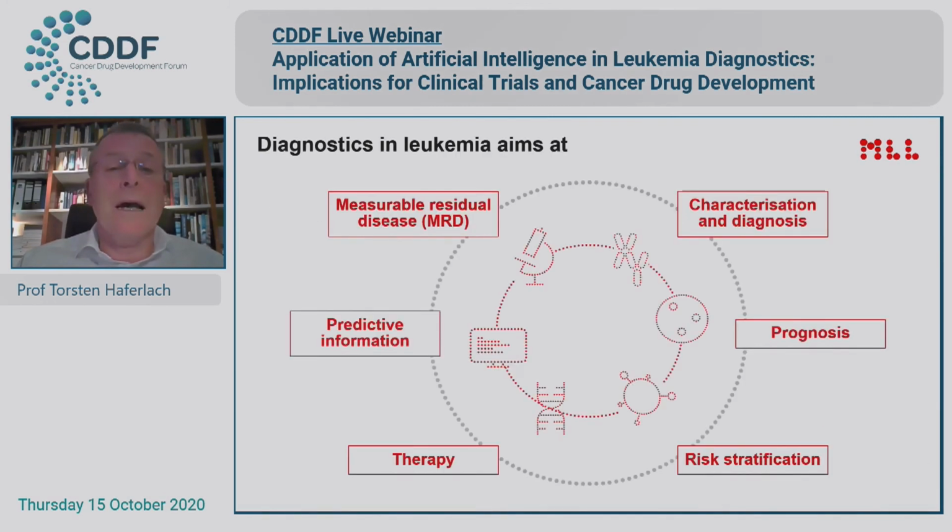And I have to tell you that leukemia diagnostics aims to several very important aspects. It's not only the characterization and the diagnosis of the respective leukemia and its subtypes. It also brings a lot of information on prognosis, for risk stratification and specific treatment. We today speak about precision medicine, about the respective therapy. We will also implement predictive information. And finally, and this is an increasing need, we are able to measure residual disease to control the therapy and its effects and to further stratify treatment accordingly.